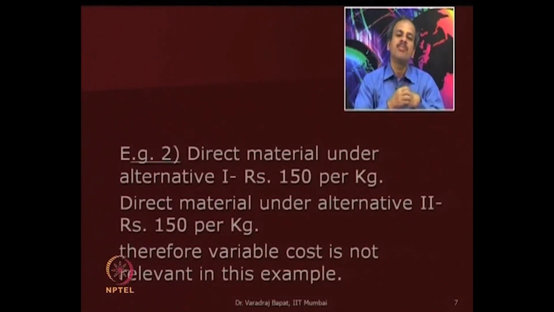This is another example: direct material cost for alternative A is 150 per kg, and for alternative B also it is 150 per kg. So, whether you choose A or B, direct material cost is going to remain the same. That is why direct material cost remains irrelevant. This may happen when we may use machine 1 or machine 2, which are alternatives 1 and 2. For both the machines, direct material cost is anyway the same. Production costs or conversion costs may differ, but material cost is the same. So, material cost becomes irrelevant to the decision. Even if it is variable, it is not relevant to the decision.